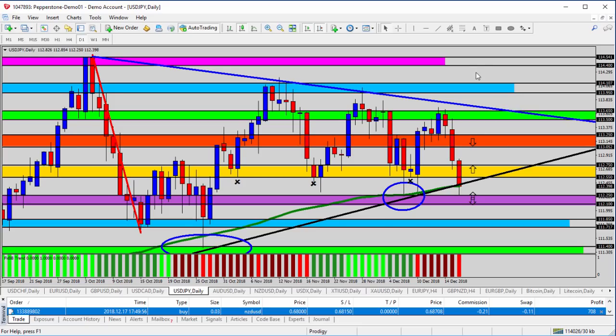And if it breaks higher, then we'd already be in it. So buyers are watching the moving average, the purple zone, or above the yellow zone. Those become potential long opportunities for the dollar yen.